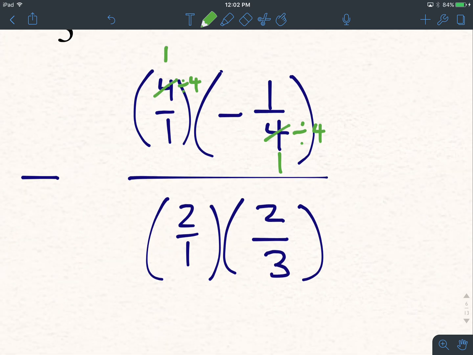Let's have a look at our denominator. And unfortunately for our denominator, there isn't any reducing that we can do. There are no coefficients, no numbers, that are equally divisible by a factor in the numerators and the denominators. So we're going to leave this one alone.